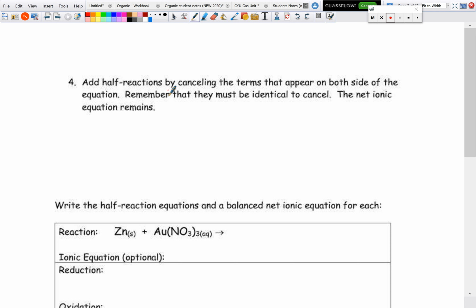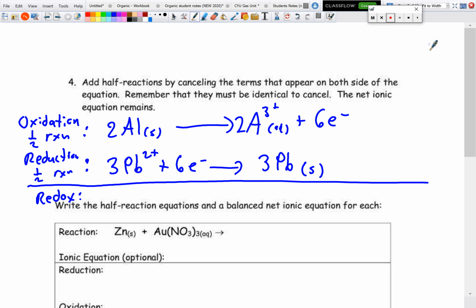So add the half reactions, canceling out any terms as they appear on both sides. Right now, we're only dealing with electrons, but there will be more stuff later. So let's rewrite the 2 equations from step 3 and add them together. So I rewrote the oxidation half reaction and reduction. Now we need to add these together.